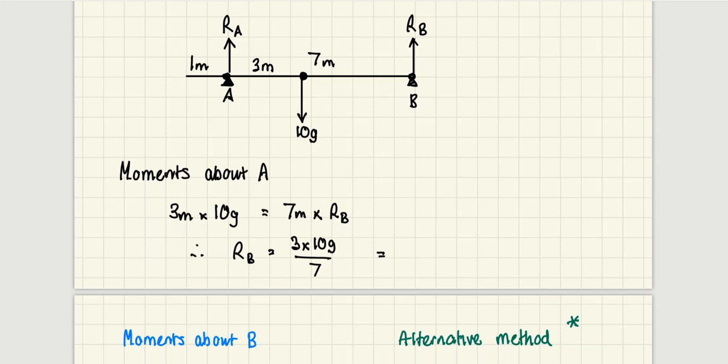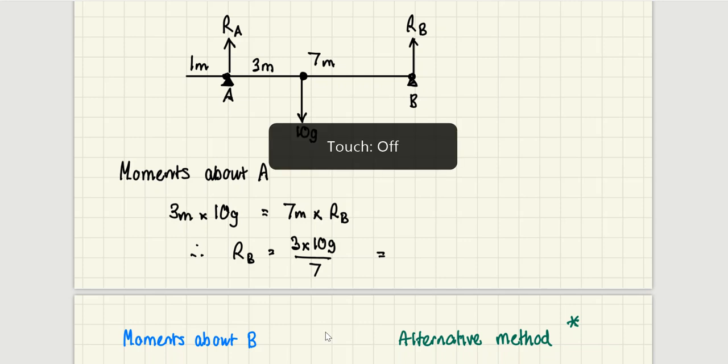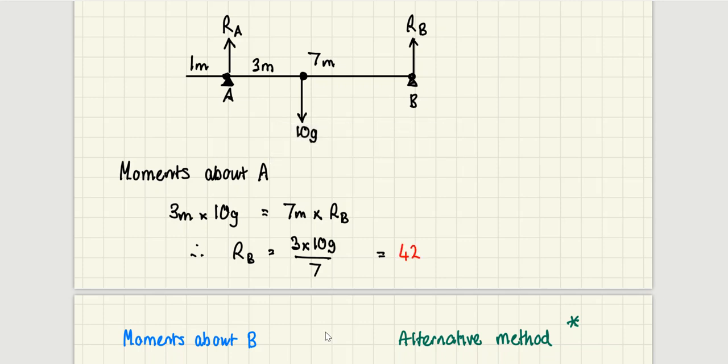So you should have found that it's 42 newtons, which means the reaction force at B is 42 newtons. The chairs were okay up to 50 newtons. So 42 is less than 50 newtons. So chair B, good to go. We're fine.